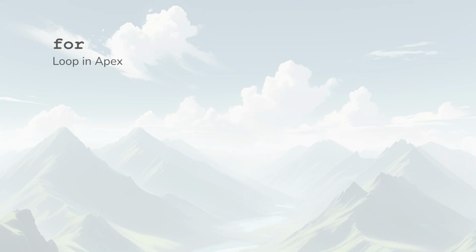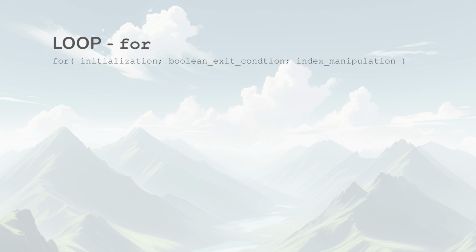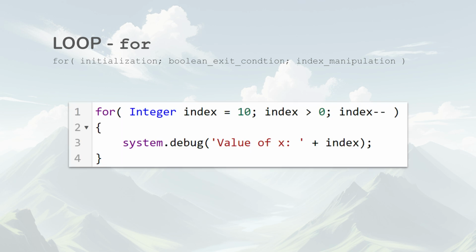Now let's learn about the for loop. There are two variations of the for loops in Apex. First is for, which has three attributes: initialization, boolean exit condition, and index manipulation. The second one has two attributes: variable and set or list. Let's learn about each of these one by one. The for loop with initialization, boolean exit condition, and index manipulation. This is also known as the traditional for loop.